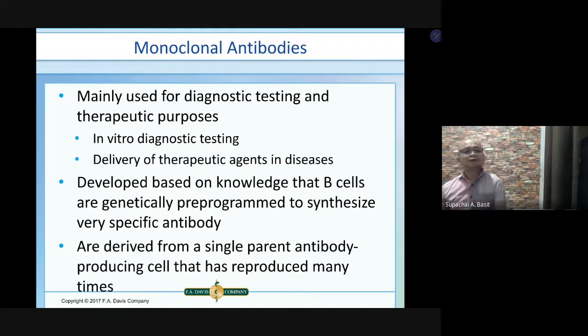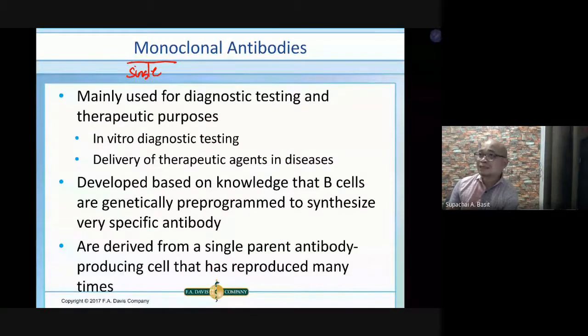Okay. Now we will be discussing monoclonal antibodies. When we say mono, it means single. So monoclonal antibodies are antibodies derived from a single clone of B cells. Monoclonal antibodies can be used for diagnostic testing and even for therapeutic purposes. The antisera that you are using for blood typing are made up of monoclonal antibodies, so in that case they are used for diagnostic purposes. But there are some diseases that can also be cured through monoclonal antibodies.